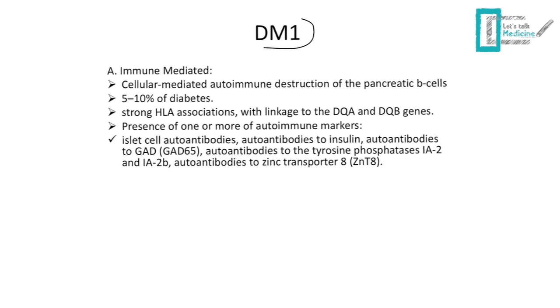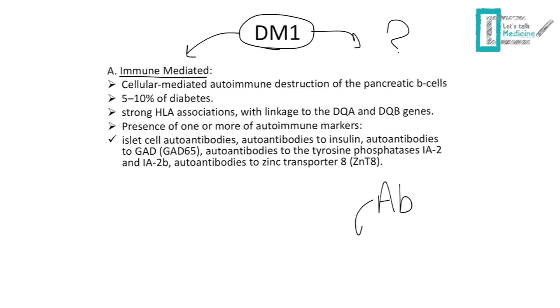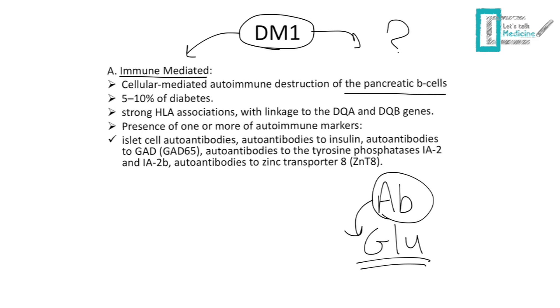We can classify type 1 diabetes into two main subtypes, immune mediated and idiopathic. For the immune mediated, we have autoantibodies that interfere with the glucose control in the body. In type 1 diabetes, we have many autoantibodies. One of the most common is autoantibodies against pancreatic beta cells.